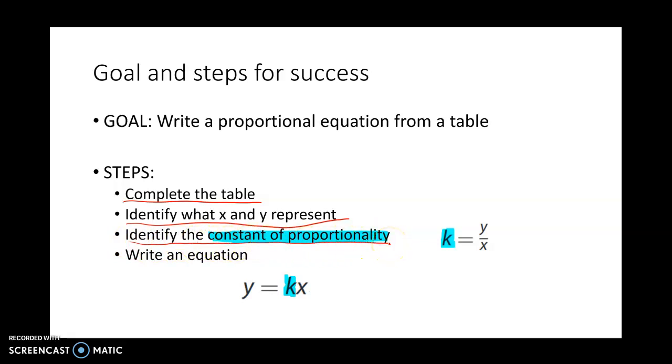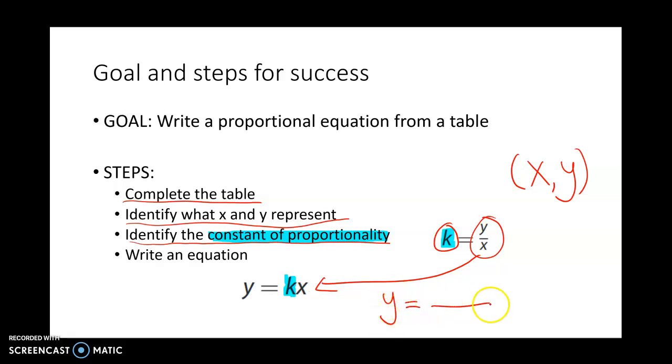The constant of proportionality is k, and k is y over x. So y over x is referring to ordered pairs, which is x comma y, and we're just going to flip them and put them into a fraction. And then after that, we're going to take that answer and put it into our equation that you will see for the rest of your math career. It's going to look like y equals something x. And right now it's k, but later in life it's going to turn to m, which is slope.